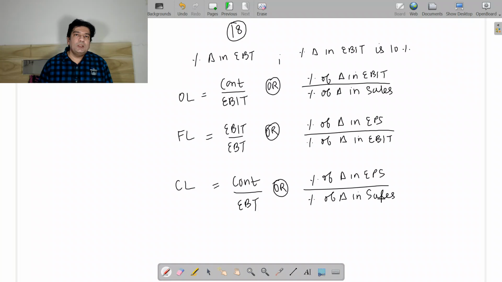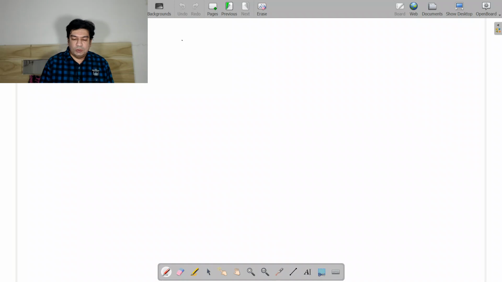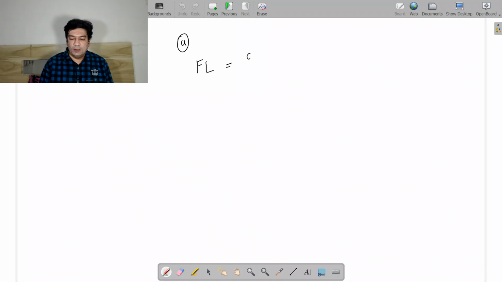Now out of all these formulas, you have to decide which formula you are going to use. That is the most important part. Here you can see there is EBT and EBIT. So whereas there is EBT and there is EBIT, I will be able to use this formula. So here I will apply financial leverage. So part A we are doing financial leverage is nothing but EBIT divided by EBT.